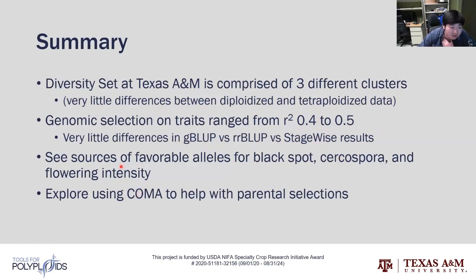We are beginning to marry the 2, structure analysis and genomic selection, and we're able to start seeing where some of the favorable alleles are coming from for black spot, Cercospora, and flower intensity. And what we need to do is explore using Coma to help with the parental selections and what crosses to make, to get the best genetic gain and to not bottleneck ourselves.